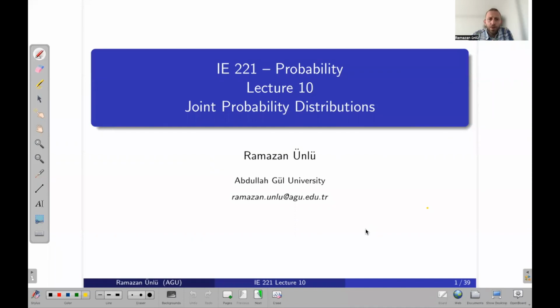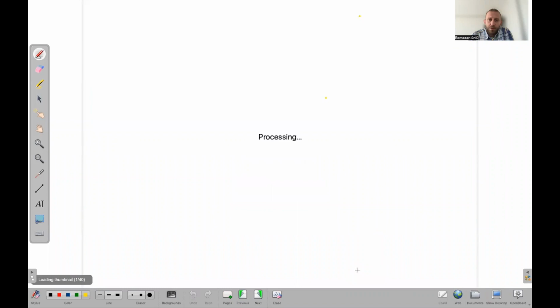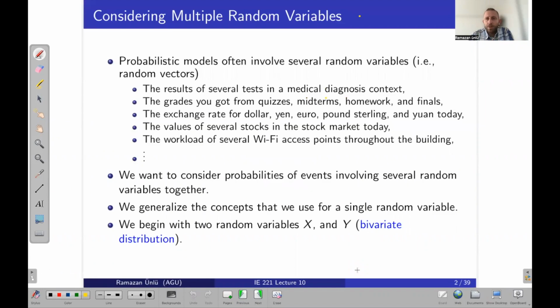Hi everyone, welcome to lecture 10, and in this lecture we will discover joint probability distributions. So far we have tried to understand how we can work with one random variable, just a single random variable, and we have learned how to calculate the probability of a single random variable and its PMF, CDF, etc. And we have also learned some distributions.